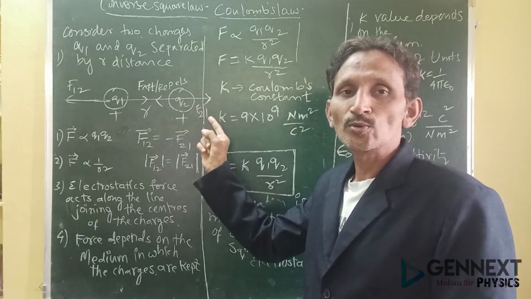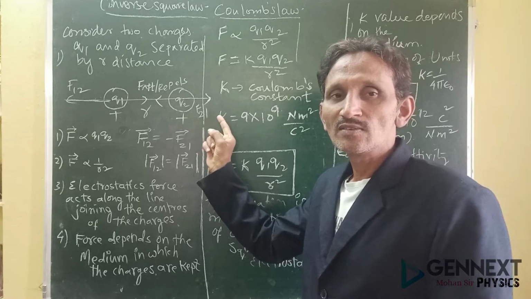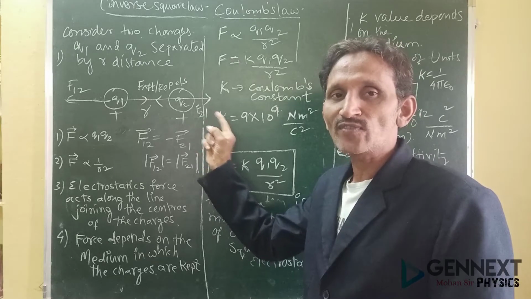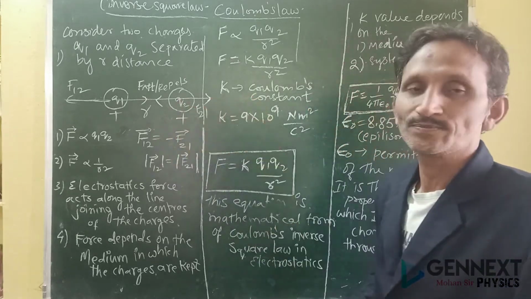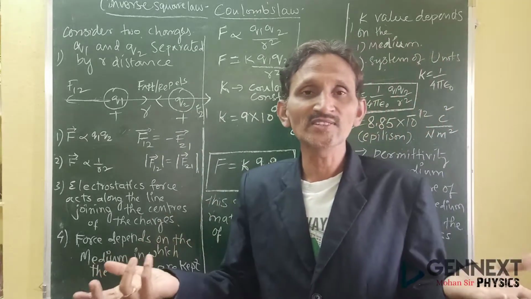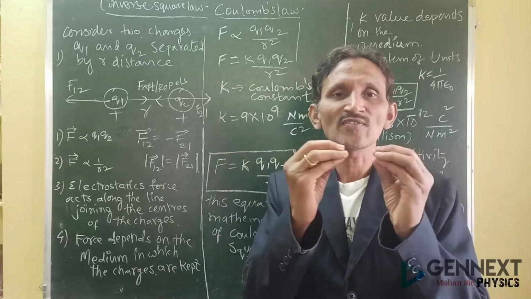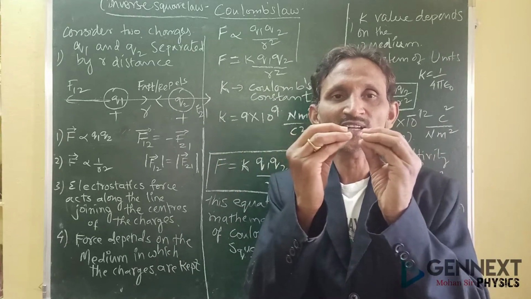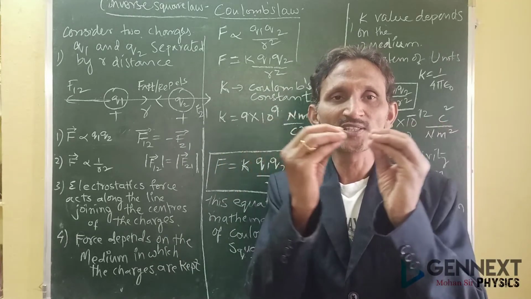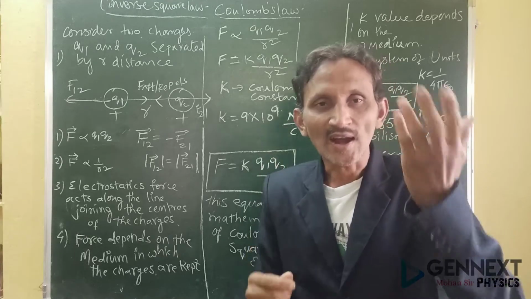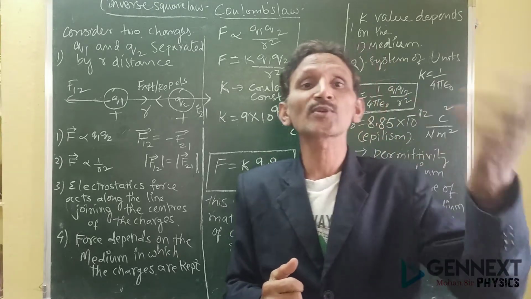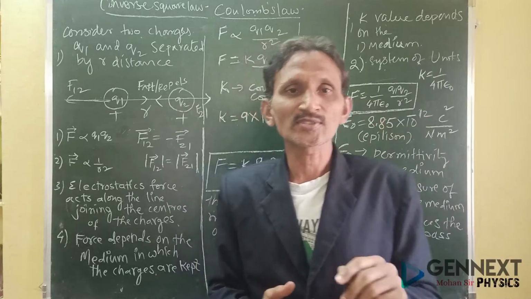So F2 is the force on the second charge due to the first charge, acting in this direction. If they are different charges, if you take one positive charge and one negative charge, there is a force of attraction. So the attraction force is acting towards each other. So the attraction force or repulsive force is an electrostatic force.